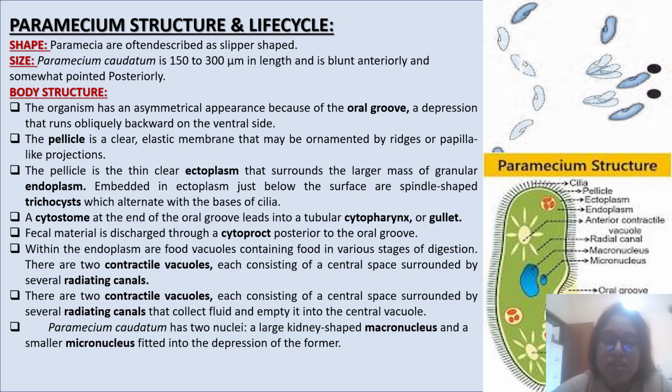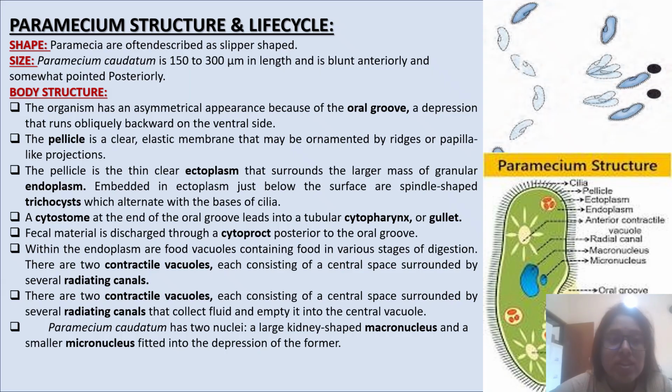At first, I will discuss the structure of the Paramecium. Shape: Paramecium are often described as slipper shaped. That is the slipper shape. Size: Paramecium caudatum is 150 to 300 micrometers in length and is blunt anteriorly and somewhat pointed posteriorly.